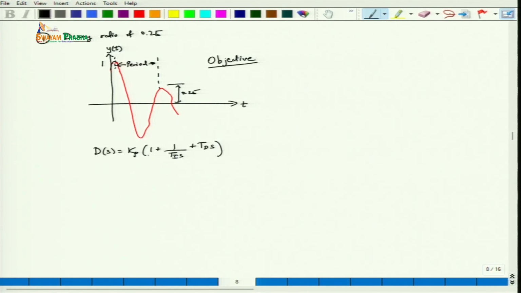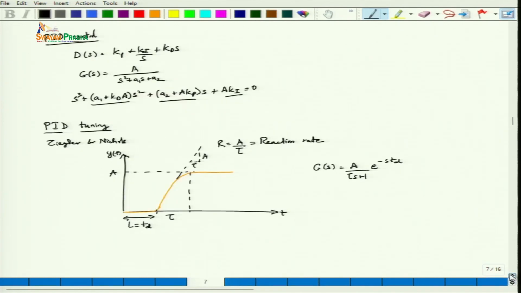Kp divided by Ti represents the integral gain, and Kp into Td represents the derivative gain. So based on this, they proposed a controller. Say we have a P controller, then the optimum gains were heuristically determined by them. So Kp is equal to 1 by RL, where R is the reaction rate of this plant and L is the time delay.